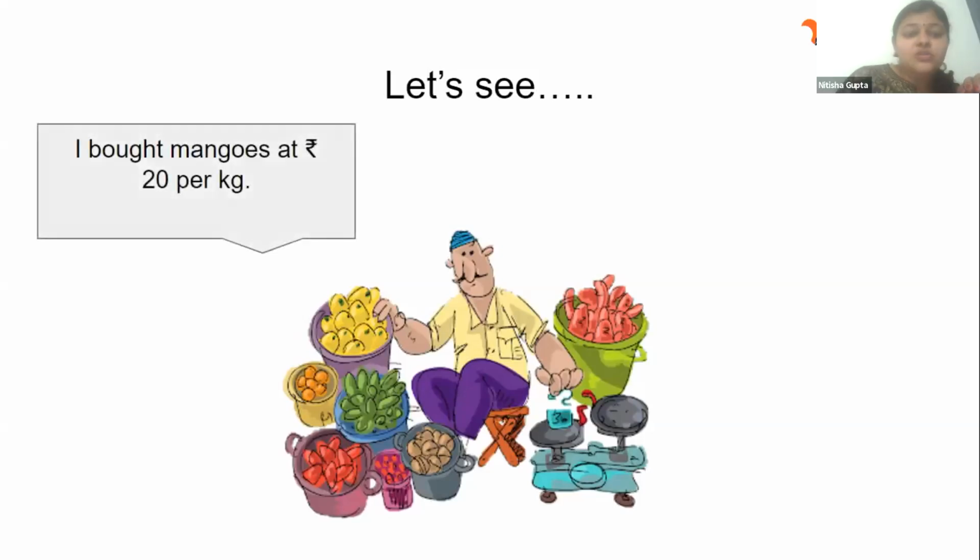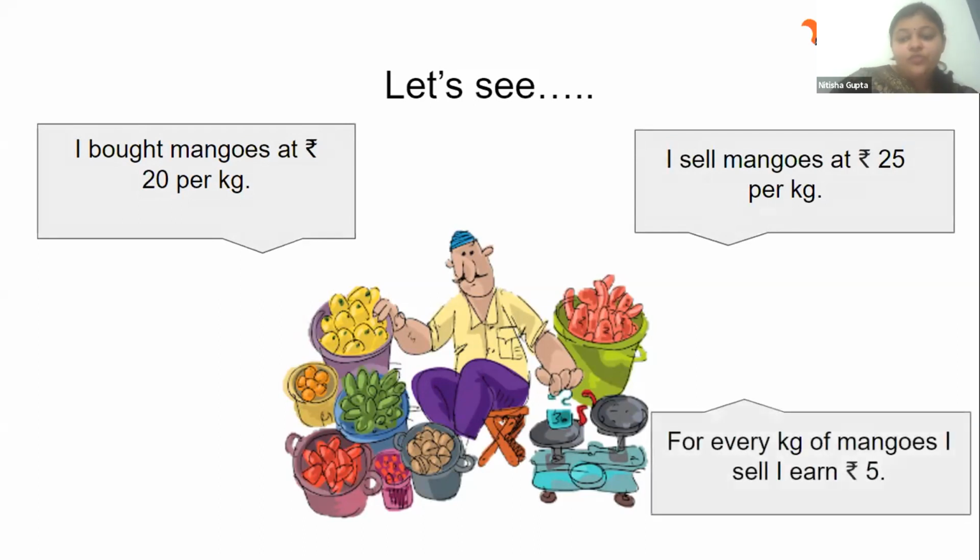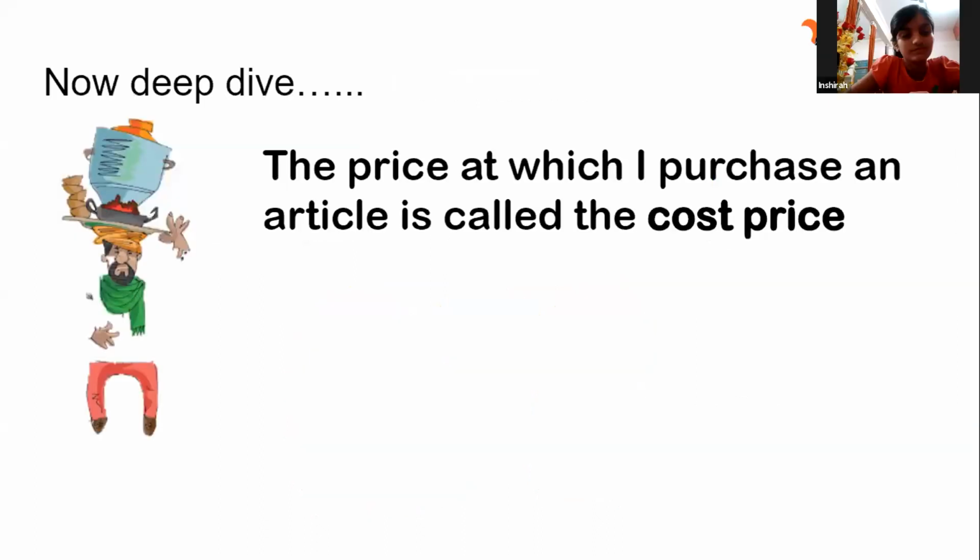I bought mangoes at 20 rupees per kg. Okay. And I sell mangoes at 25 per kg. Is there any profit? Yeah, 5 rupees. Yes, 5 rupees. For every kg of mango I sell, I earn 5 rupees. Right? Now, let's take a deep dive into the concept.